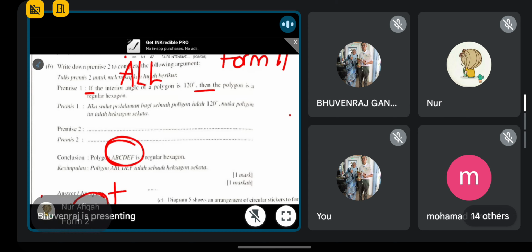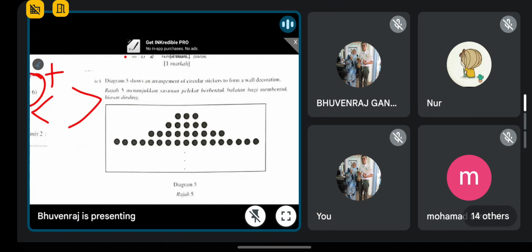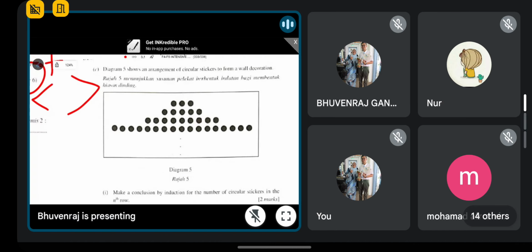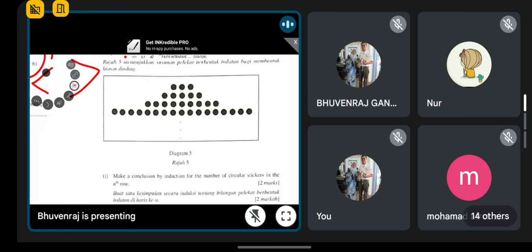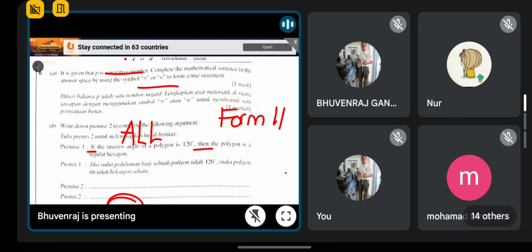Form 2. Okay, so this is the question I actually want to test you guys. This one is the most difficult. Because this one they ask you to form the pattern. Guys, this is a really difficult one. You try to form and see what is the general formula for this one. If you can form this, you can form any pattern in this chapter.